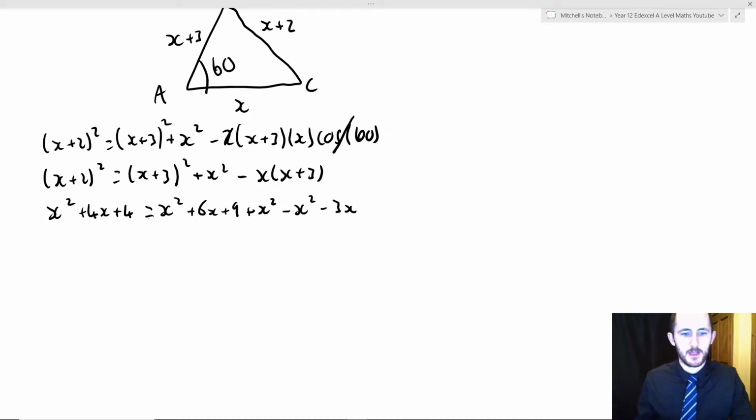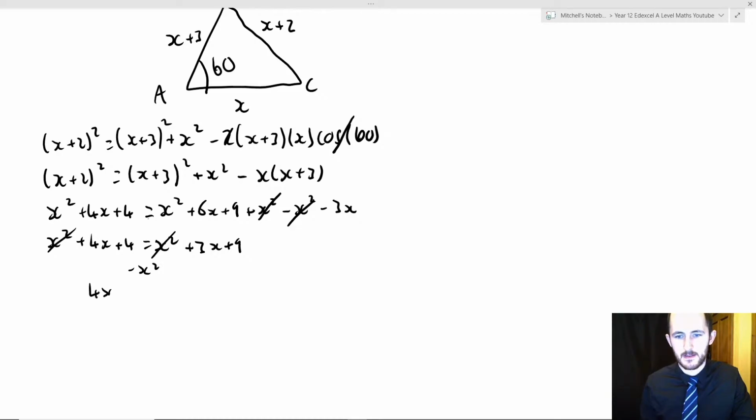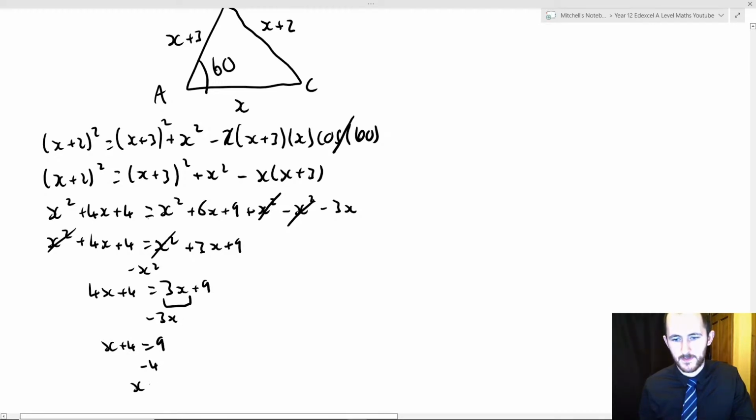Perfect. So these two x squareds cancel out. And now we're going to simplify both sides. We have x squared plus 4x plus 4 equals x squared, 6x minus 3x gives me 3x plus 9. So now, if I can actually get rid of both of these x squareds, because I can just minus x squared from both sides. So that gives me 4x plus 4 equals 3x plus 9. 3x is smaller than 4x, so I'm going to subtract 3x from both sides. We get x plus 4 equals 9, minus 4, so we get x equals 5.